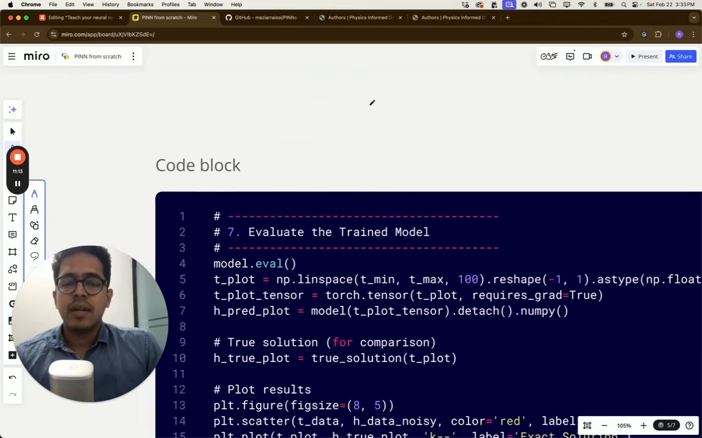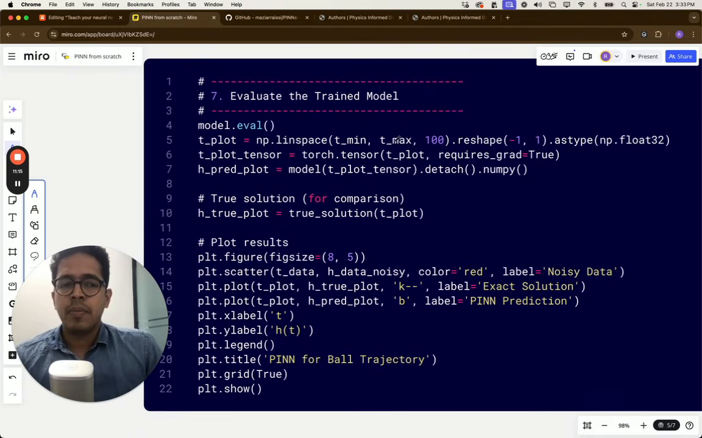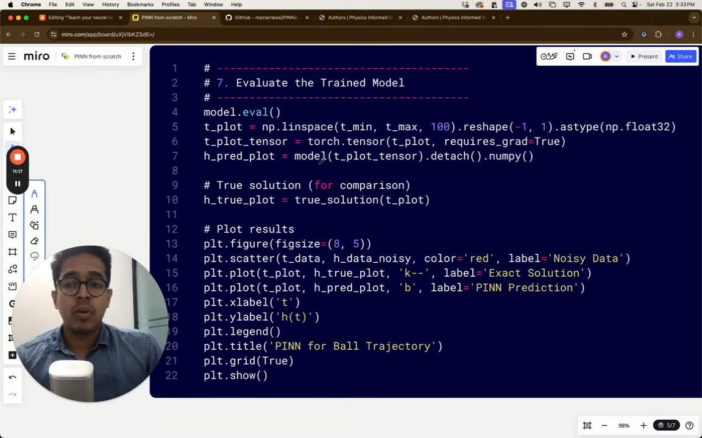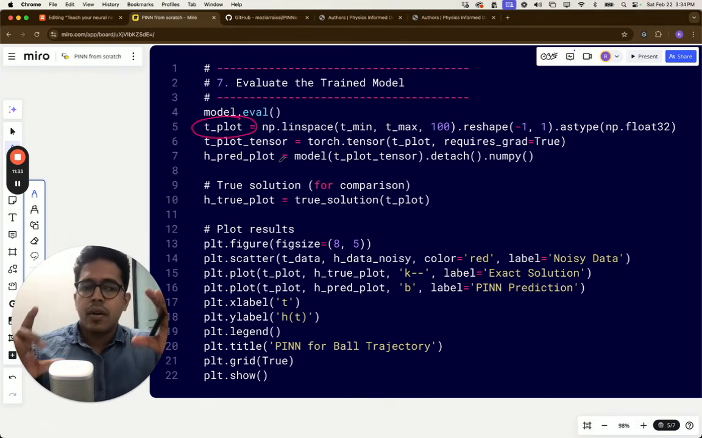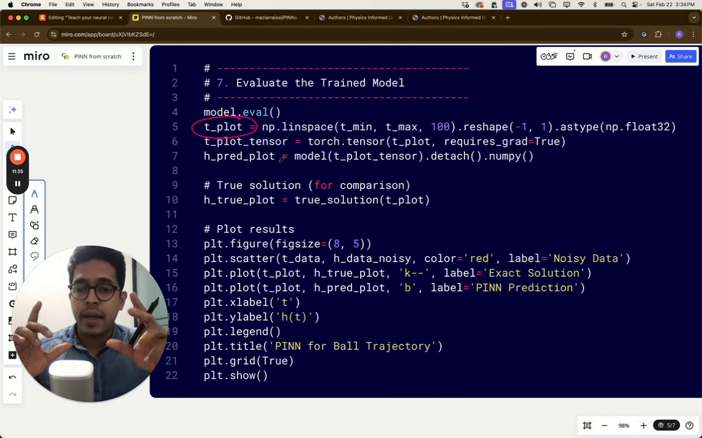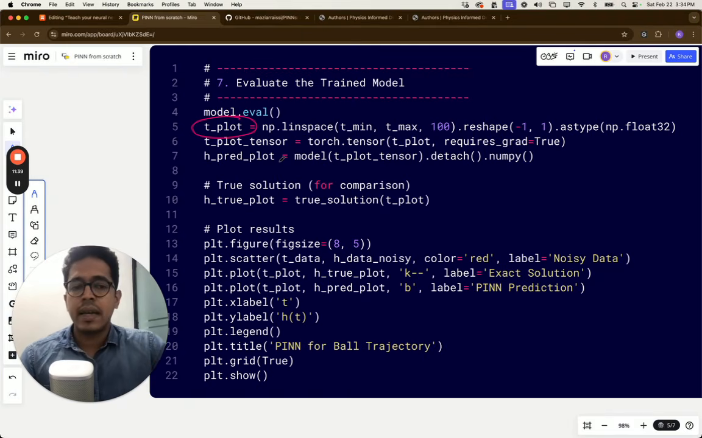So once the model is trained, now we can see by plotting how good the model has made the predictions, right? So first we need an x-axis. X-axis will be time. Then we need the y-axis, and we should have three types of data on the y-axis. One is predictions without PINN, one is predictions with PINN, and one is the noisy data itself.